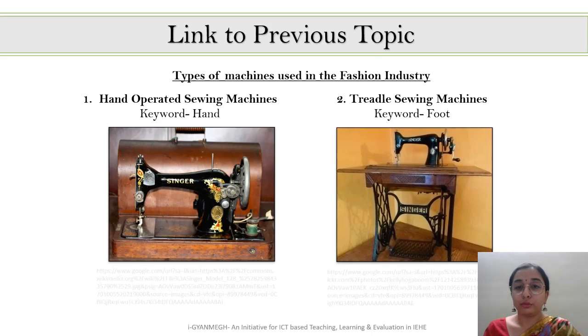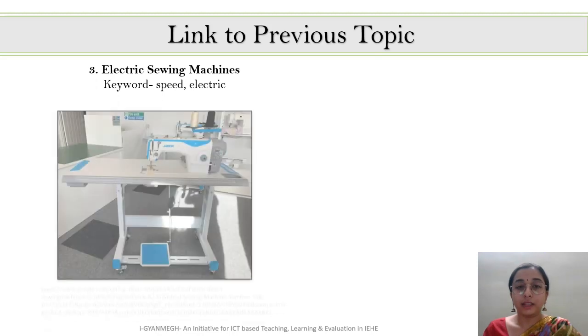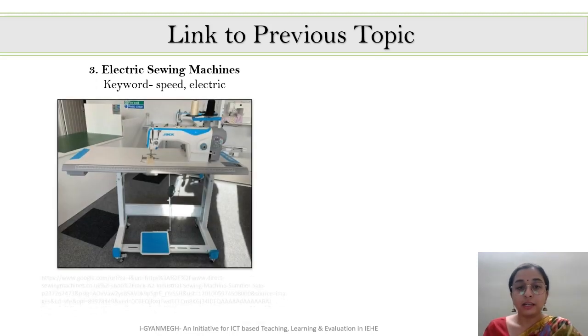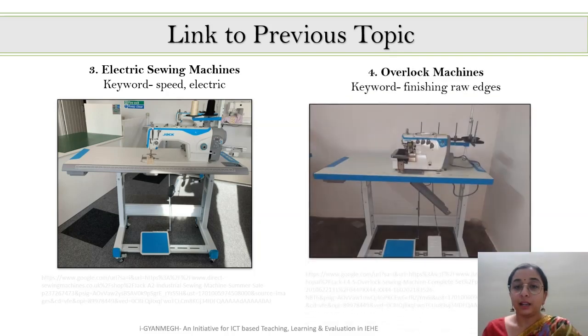Next, as we all know, with technology, even the machinery is involved and came the electric sewing machine. The key word for remembering this machine will be the speed. That is, it is faster when we compare it to the hand machine and the treadle machine, and it works on electricity. The last machine which you should be aware of is the overlock machine. So this overlock machine is used for finishing the raw edges.